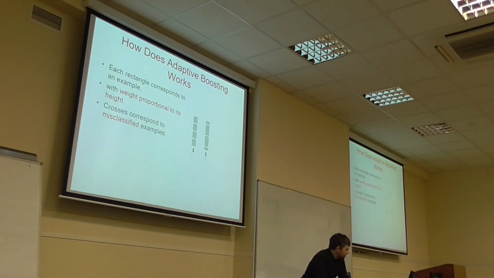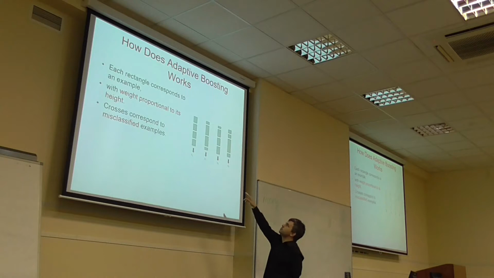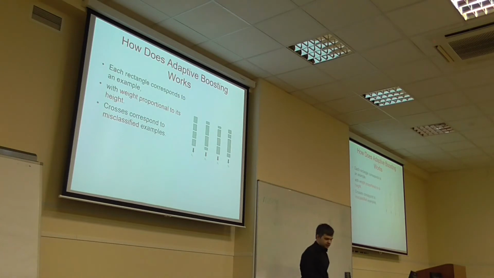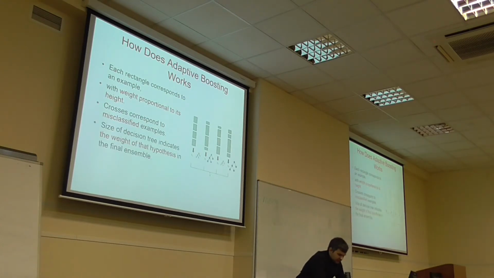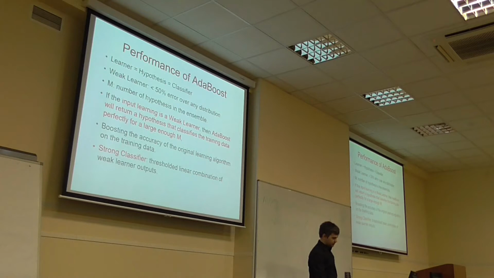So here you can see the different data subsamples. Crosses correspond to misclassified examples. I'm not sure, can you see or not? Some of these are crosses and some of them are ticks. Ticks are the correct ones. And then we weight them. A bigger picture means you get a bigger weight, and a smaller picture gets a smaller weight. And finally we combine them together into one sample.